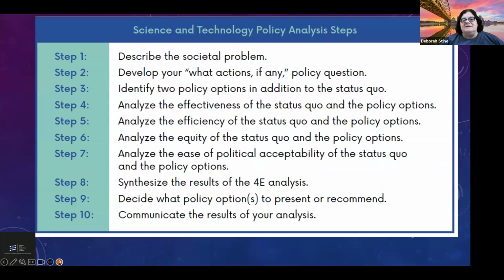So in policy analysis, these are the 7 steps. And what we're focusing on here is step 5, which is analyzing the efficiency of the status quo and policy options. Or if you're doing program evaluation and you're looking at the past, in terms of, has this program paid off or not? That's what you're looking at, the efficiency of those options.